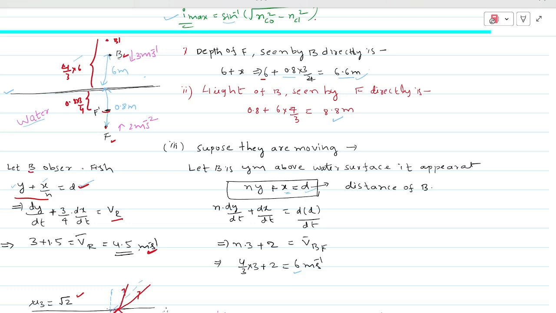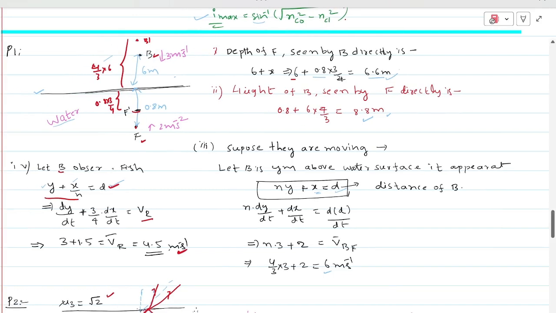So it is thinking that it is coming very fast, right? So it is very far. So no problem like that. But it is not that far. It is nearer than it appears. So the apparent depth is equal to 0.8 plus 6 into 4 by 3, 8.8 meters. It expects 8.8 meters, 0.8 meters extra away from me. So no problem like that.